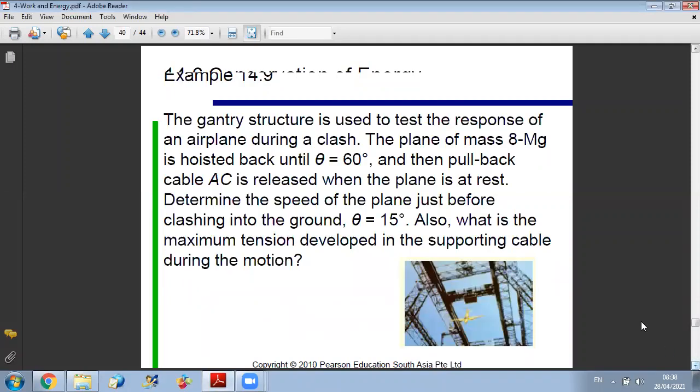Let us see an application on this. Let us consider the following structure that is used to test the response of an airplane during a crash. The plane of mass 8 megagram is hoisted back until theta equals 60 degrees, and then the pullback cable AC is released when the plane is at rest. Determine the speed of the plane just before crashing into the ground, where theta is equal to 15 degrees. Also, what is the maximum tension developed in the supporting cable during the motion?